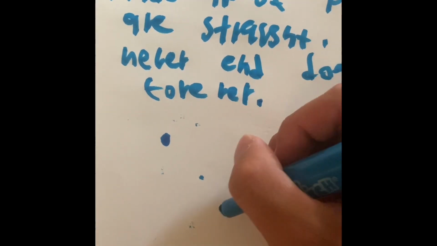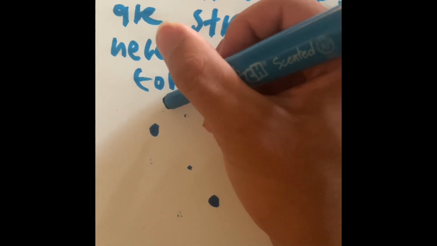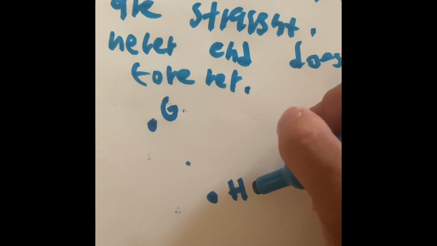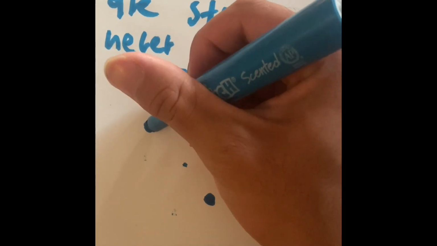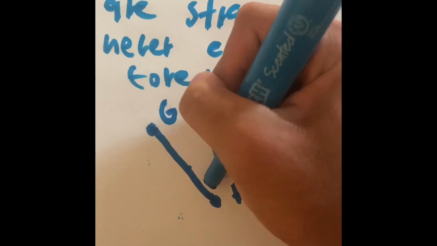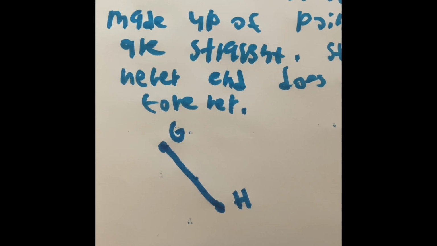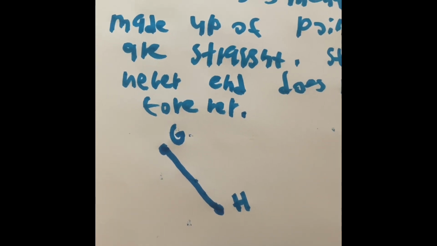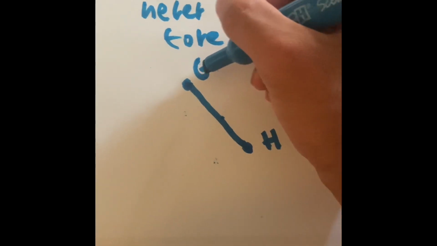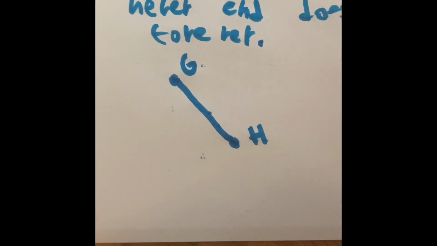Here is a dot, and here is a dot. These are points. We're going to say this is point G, and this is point H. Line segments are basically lines in between the 2 points. So they don't go on forever and ever. They basically start and they stop. They can only go from point G, and they have to stop at point H.